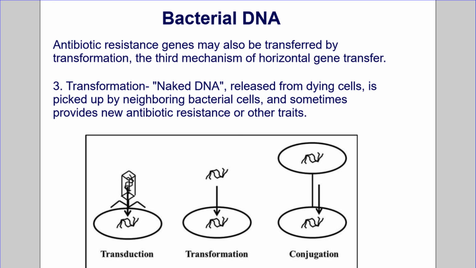Antibiotic resistance genes may also be transferred by transformation, the third mechanism of horizontal gene transfer. 3. Transformation. Naked DNA, released from dying cells, is picked up by neighboring bacterial cells and sometimes provides new antibiotic resistance or other traits.